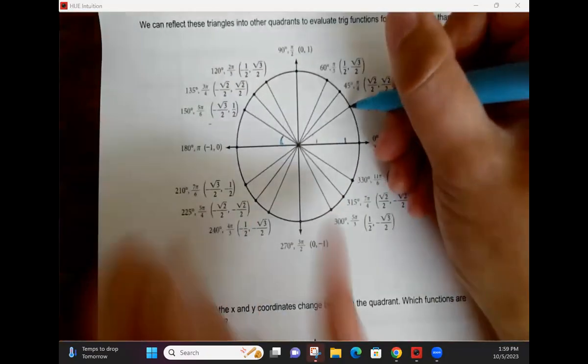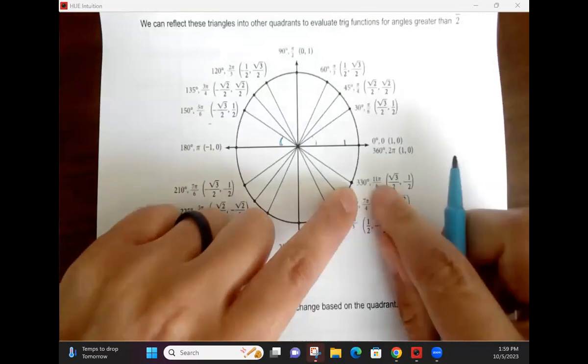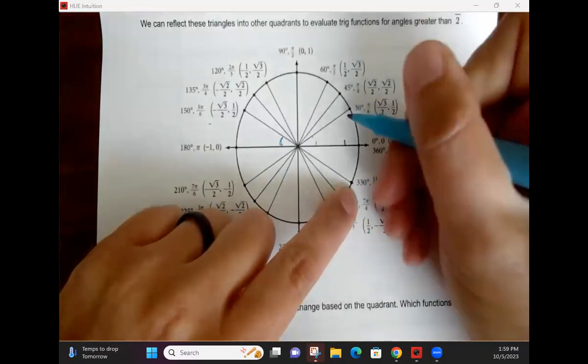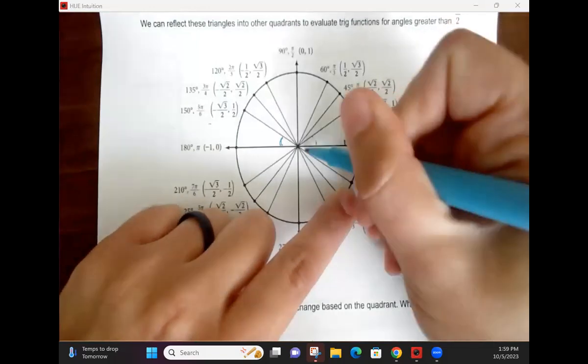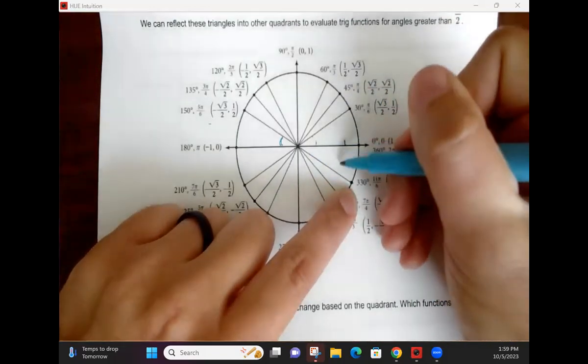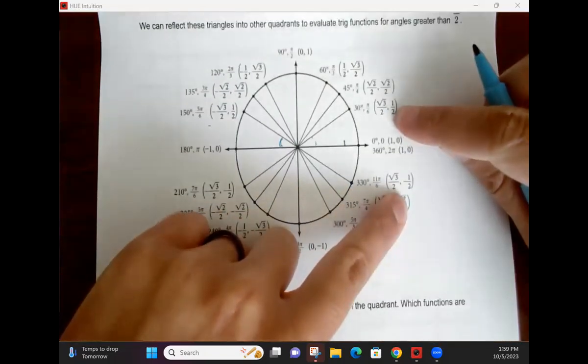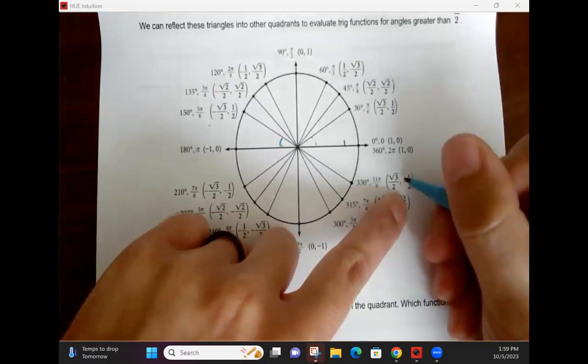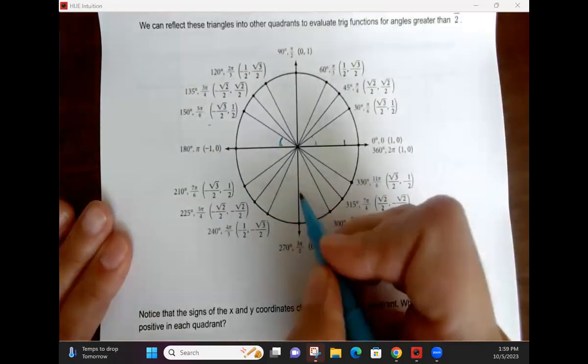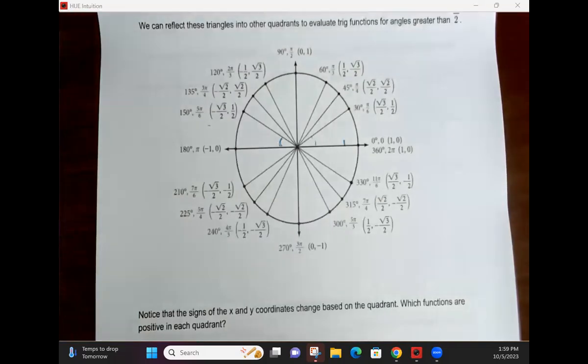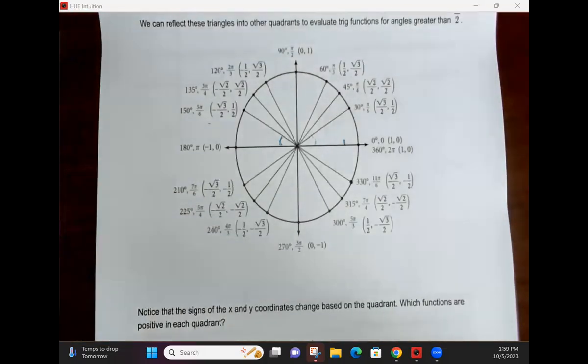I could also take my pi over 6 and reflect it down here, and that would be 11 pi over 6. Okay, it's the same angle, the same measure, it's the same distance from the x-axis. The coordinates then are going to be based on that same special right triangle, but this time the y value is going to be negative because down here we're on the negative portion of the y-axis. So I want you to notice that those signs of those x and y coordinates are going to change based on the quadrant that we're in. That should make sense. We've got negative y values, negative x values, and then positive for each of them.